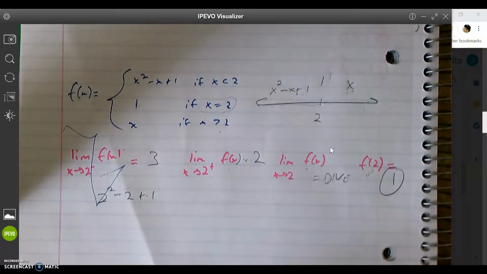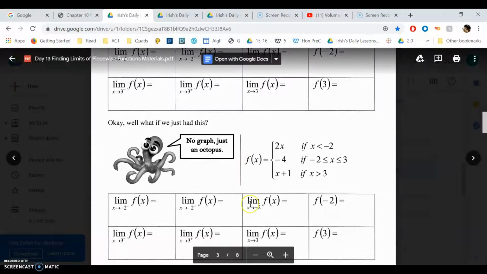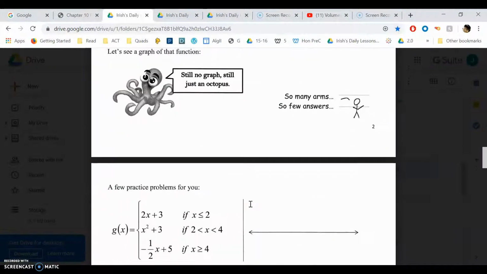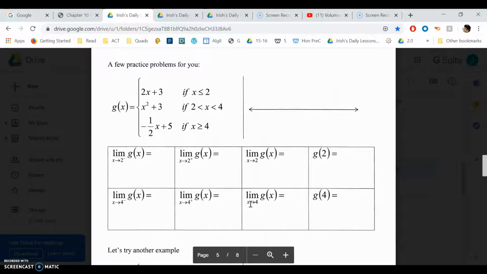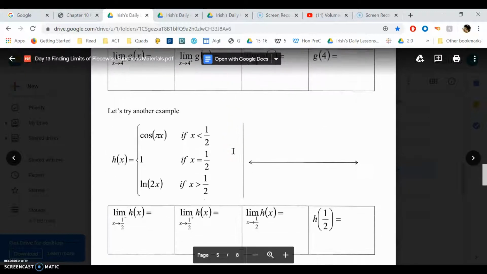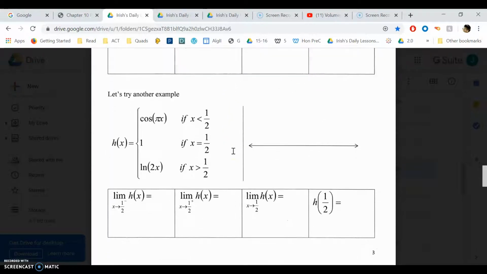Got it. Okay, this is what I want you to do right now. So we did this, we did this. So now you have this one right here. Pause the video, write that down. This is a few practice problems for you. Then I want you to do this also. This is also on the PDF attached if you want to look at that. Okay? Pause it. So do that and that.